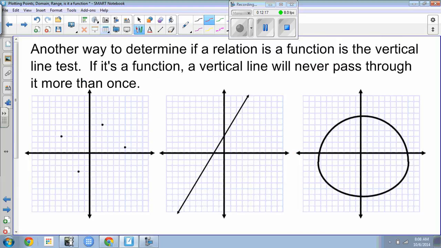All right. Another way to test if it's a function is the vertical line test. If it's a function, a vertical line will never pass through it more than once. And if you got something on paper, you could certainly test it out with the edge of a piece of paper or something. I'm going to build myself a little vertical line here, and I'm just going to drag it across. And we're going to see, is this thing a function?